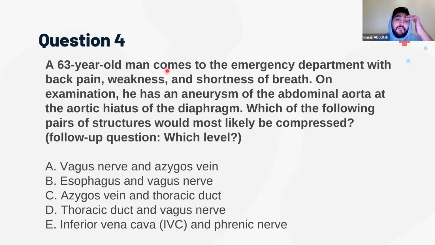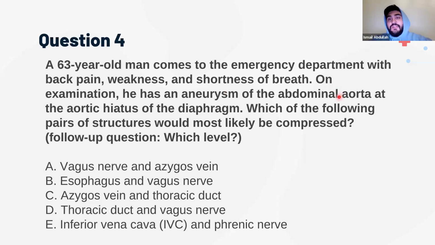Okay, moving on to the fourth question. A 63-year-old man comes to the emergency department with back pain, weakness, and shortness of breath. Upon examination, there was an aneurysm of the abdominal aorta at the aortic hiatus of the diaphragm. Which of the following pairs of structures would most likely be compressed? And a follow-up question, which level? Okay, so first of all, we need to break it down. A patient coming with back pain, weakness, shortness of breath, so something acute. Then it says here that they're having an aneurysm of the abdominal aorta.